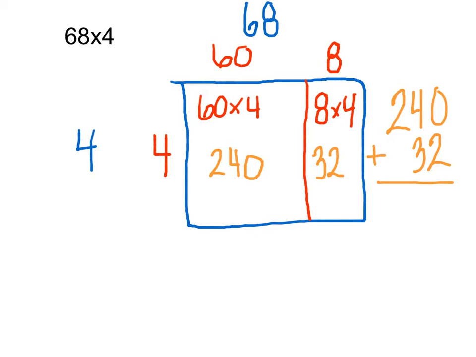Remember to line it up vertically so your place value is in order. 0 plus 2 is 2, 4 plus 3 is 7, and 2 plus nothing is 2. So your final answer is going to be 272.